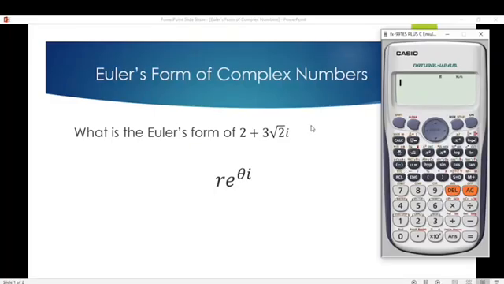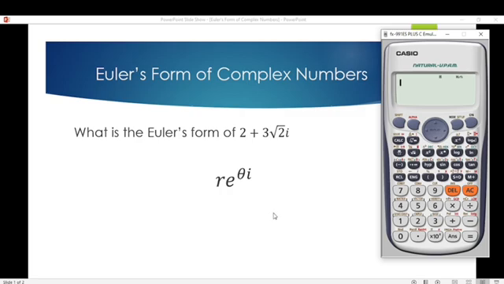In our video today, we are going to look at how to use our scientific calculator to solve the Euler's form of complex numbers. And we know that the Euler's form of complex numbers is of the form r e to the power theta i. This is the form of Euler's form for complex numbers.